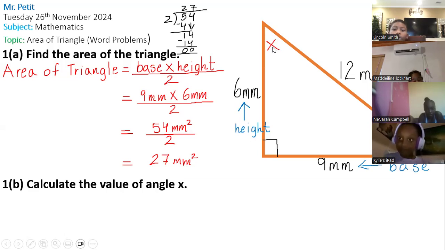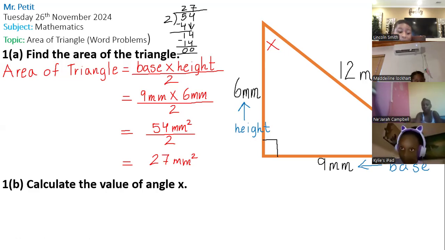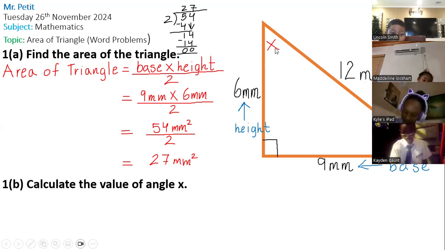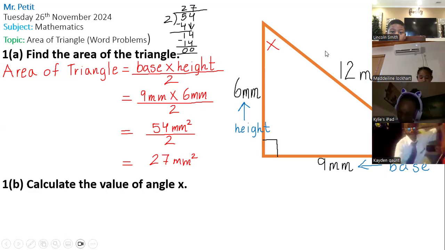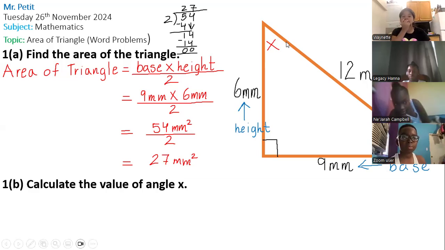Maya. I think I know. Go ahead, Lincoln. I think... No, never mind. I don't know. Maya, do you know? Najara, do you know? Go ahead, Maya. Do you have to add? Add what? 12 plus 33. No, we are finding the perimeter. Anyone else? You add. Say it again, Najara.